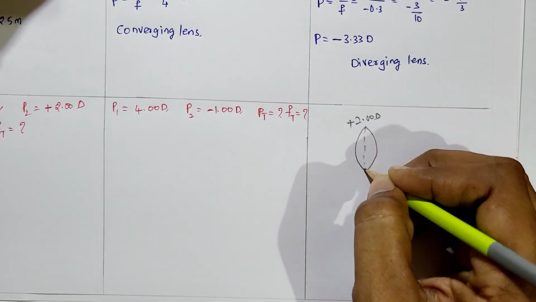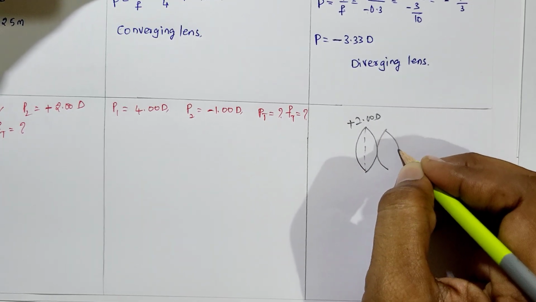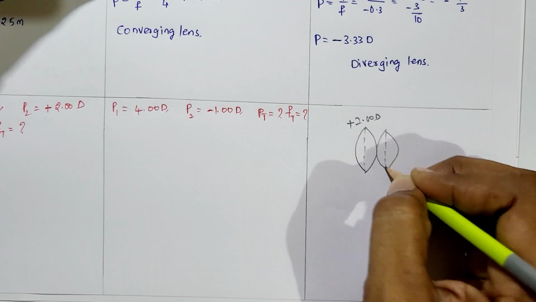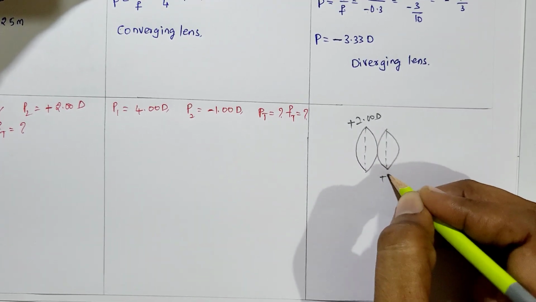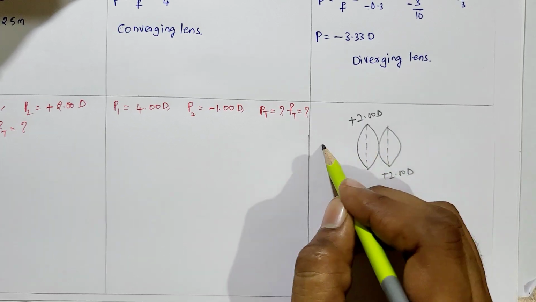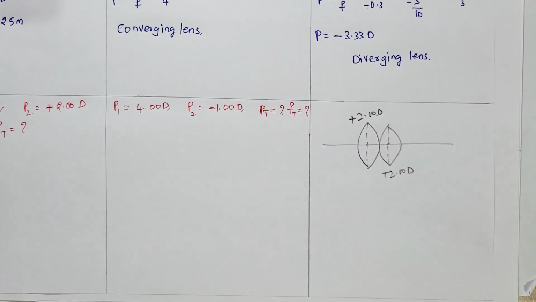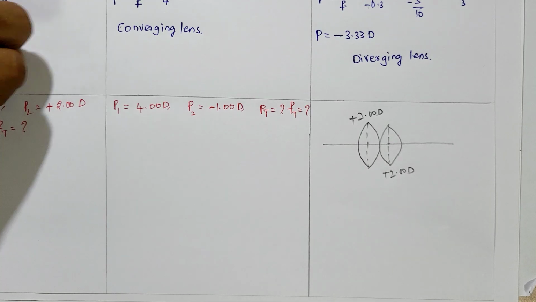So for this lens, they have added one more lens of the same diopter. This is also plus 2.00 diopter. They asked us to find out the power of the total combination and the focal length of the total combination. Correct?